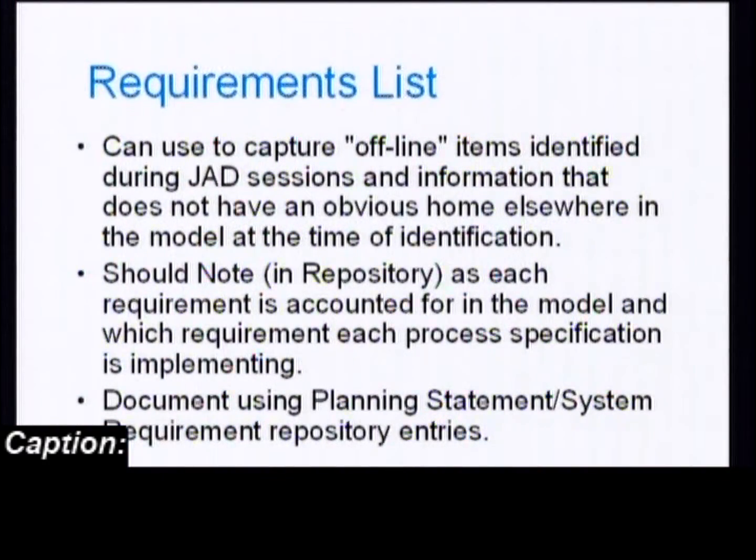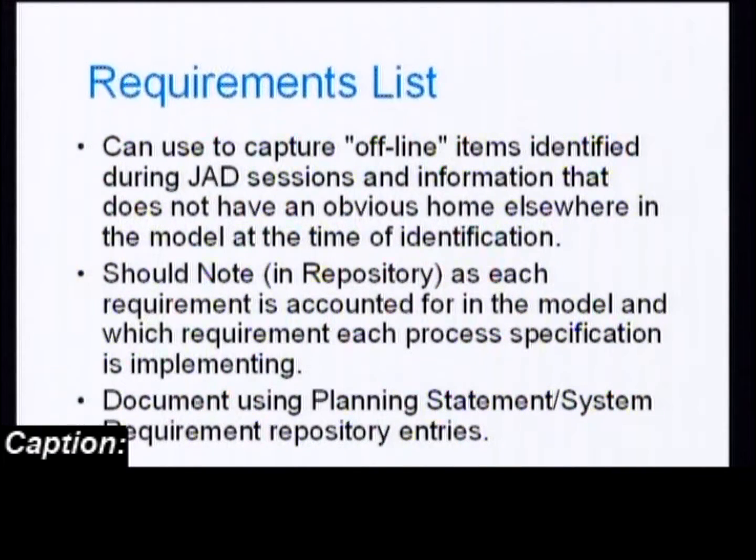It's something that can be used to capture offline items identified, for instance, during a JAD session, and information that does not have an obvious home elsewhere in the model at the time of identification. You should note in the repository as each requirement is accounted for in the model and which requirement each process specification is implementing. You can document requirements in the repository using the planning statement system requirement repository entry type.